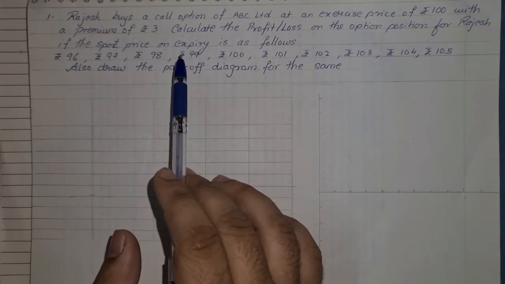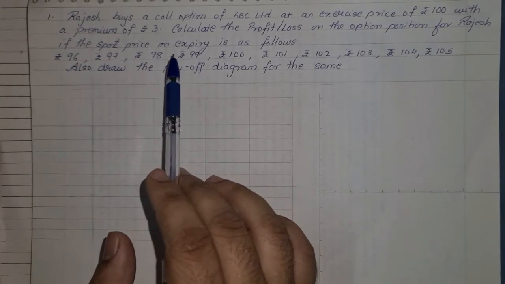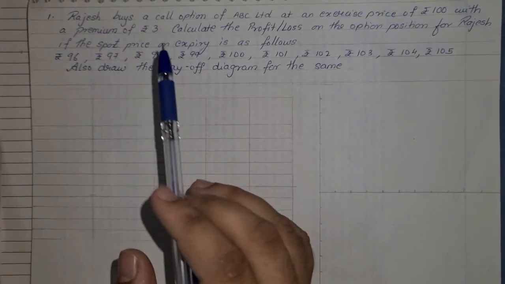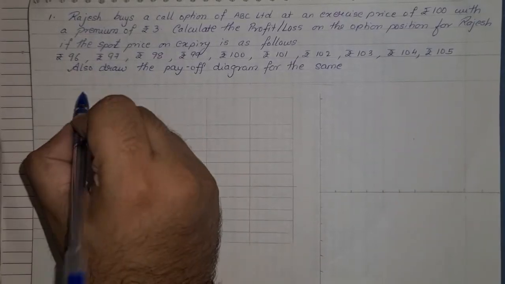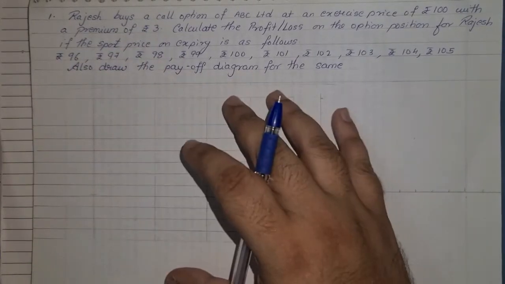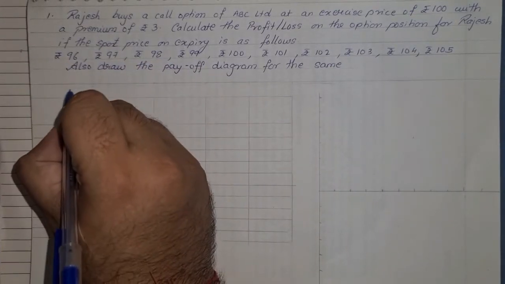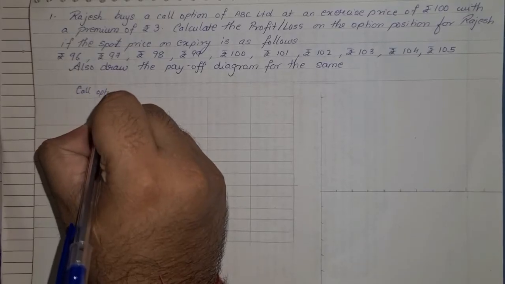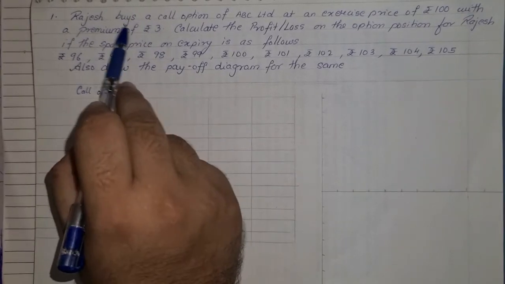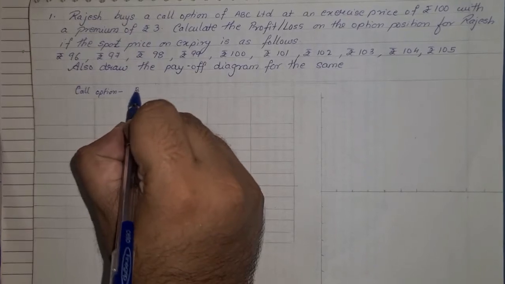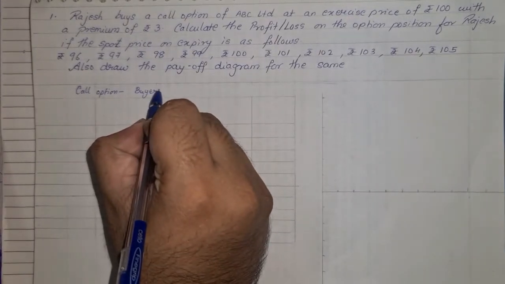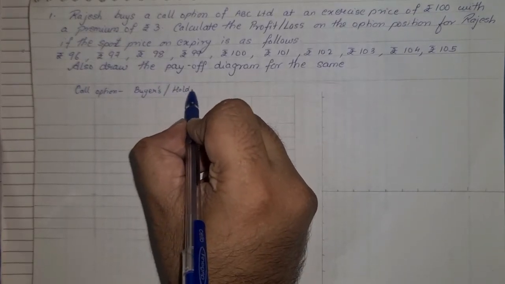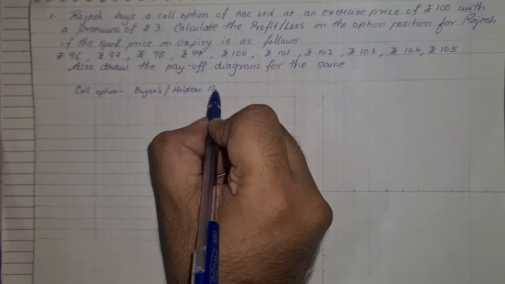So now let us see how we need to solve the sum based on call option when there is a buy option given to us. So first of all, we'll just note down the heading. We'll have to first create a table, but before the table, we'll note down the heading of the table. So it will be called, the sum is based on call option. So we'll note down call option, where there is a buy call in this. So we'll write here buyer's or holder's payoff.